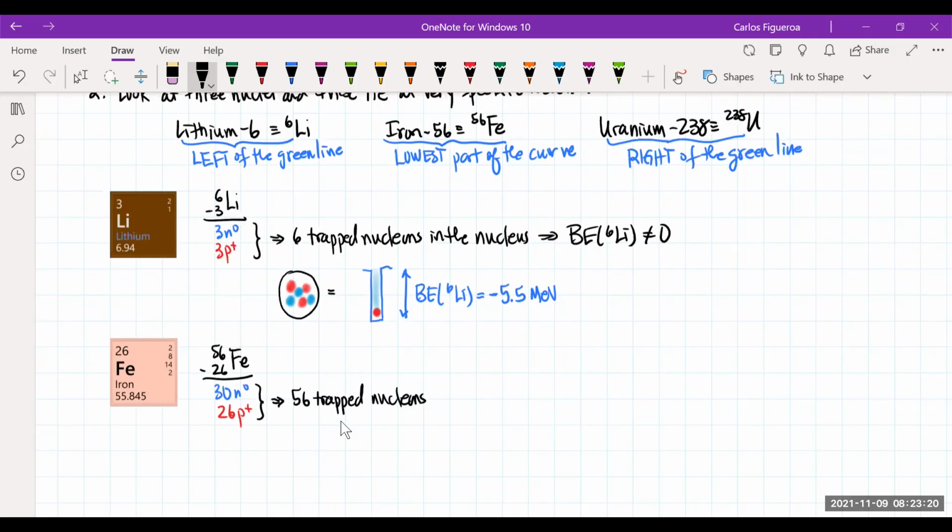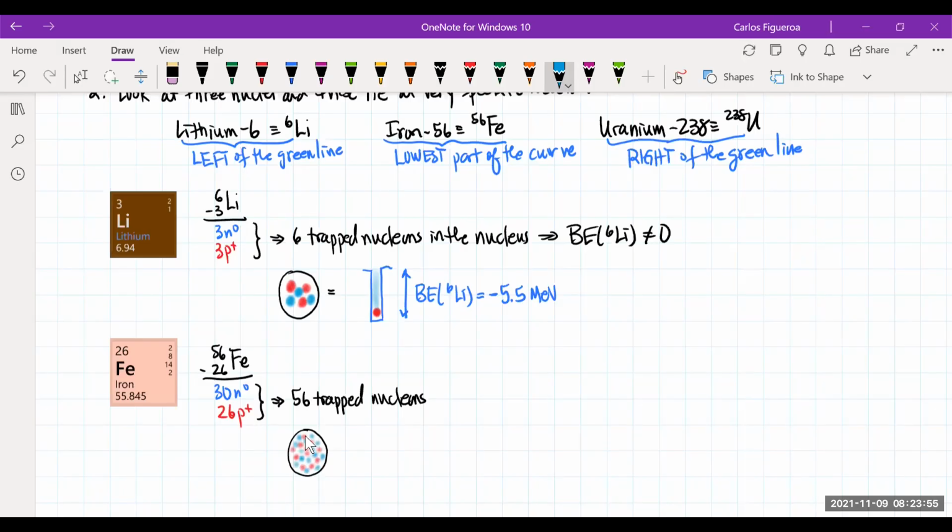So if I have 56 trapped nucleons, what does this mean? Picture-wise, at least, the picture that we see is that it's got to look something like this here. All right. So when I look at this thing, it says that I have a nuclei, and I'm not going to draw all 56 of these, of course, but we got a whole bunch of nucleons in here.